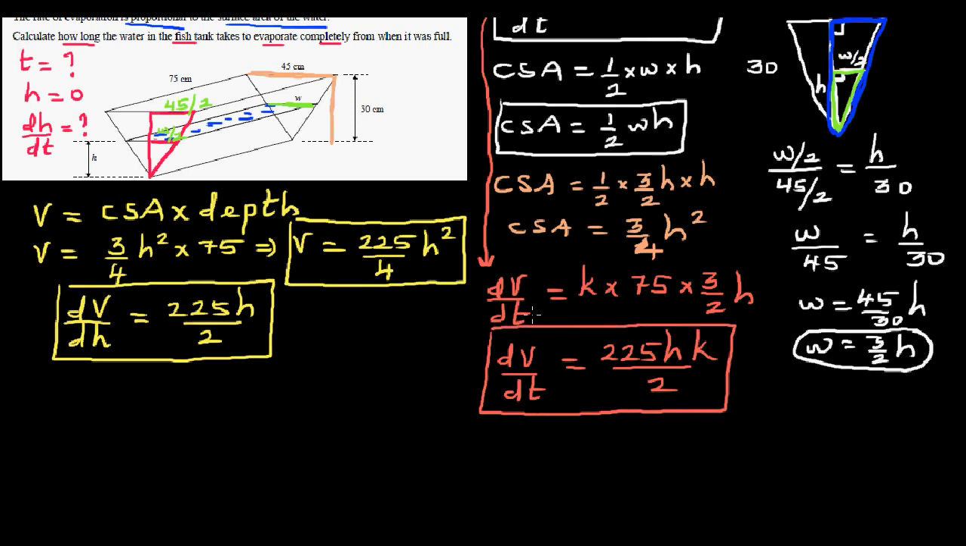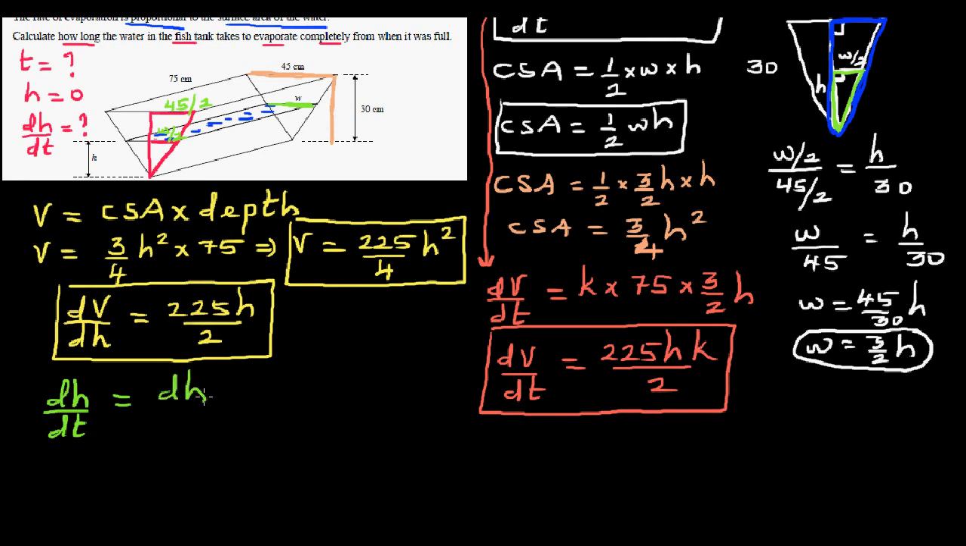Okay, now the next step is the most important step. We want to find dh by dt, as I told you. We want to find a relation between h and t, and that's the ultimate goal. So let me use a different color. So dh by dt. This is what I generally tell my students: whatever you want to find, you start with dh by dt, you have to start with dh.